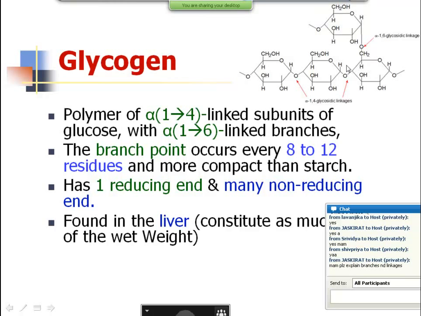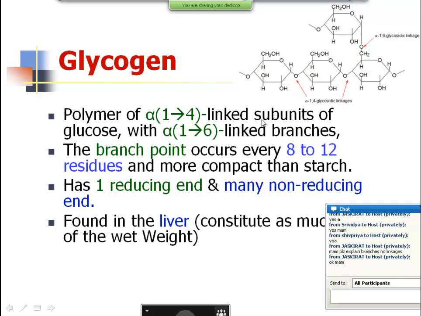Let me explain the structure once again. It is nothing but the same as the amylopectin structure, where the linkage between the individual glucose residues is alpha 1,4 linkage and the branching is at the alpha 1,6 linkage. Now for every 10 such glucose residues, you will see one branching. 8 to 10 or 8 to 12 glucose residues, you will see such branching. Because of that, it is extensively branched, and because of extensive branching, it is more compact. Clear?